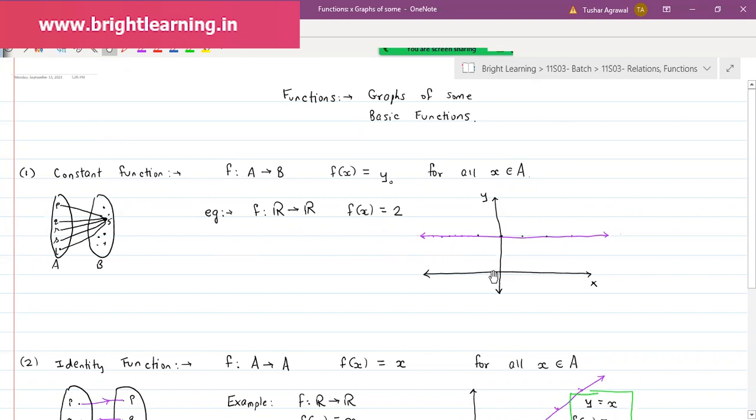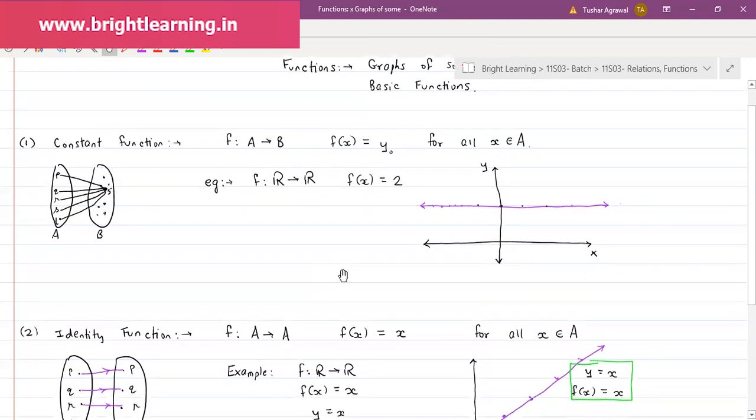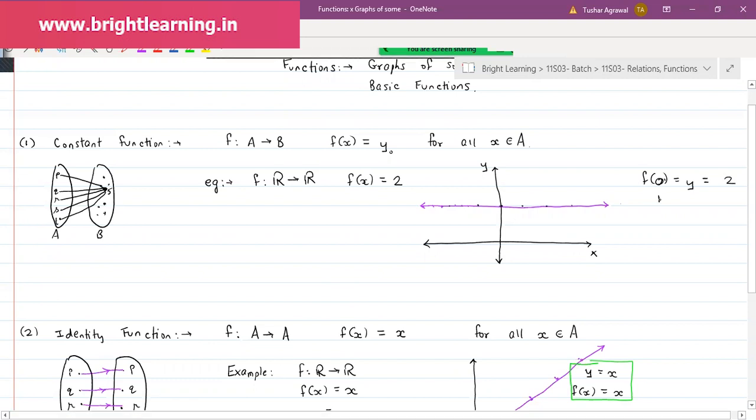So for x equal to 0, how do you plot the graph? Plotting of the graph we did in the last class, I hope you remember. We take x equal to 0. What will be the image of x equal to 0? We plot it on the y-axis. The y coordinate for x equal to 0 will be f of 0, which is 2 only. For x equal to 1, the corresponding y coordinate is again f of 1, which is 2 only.